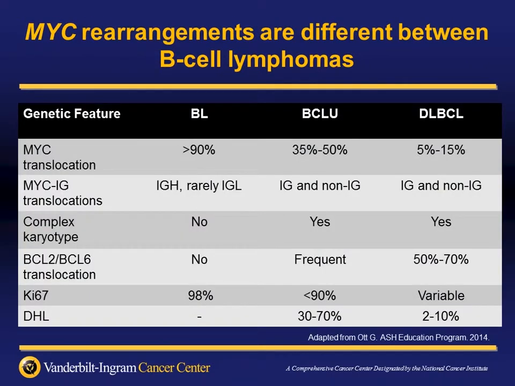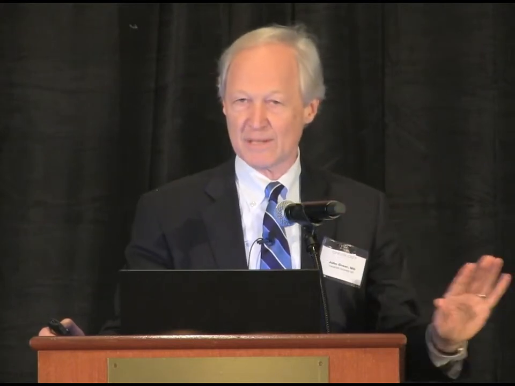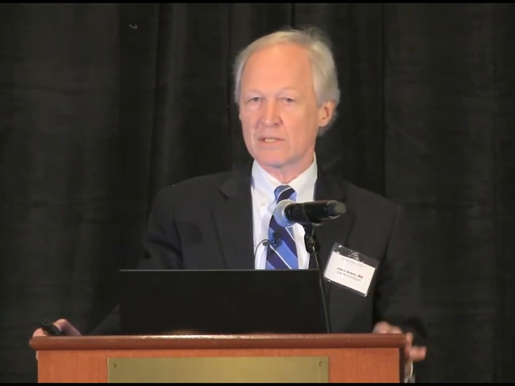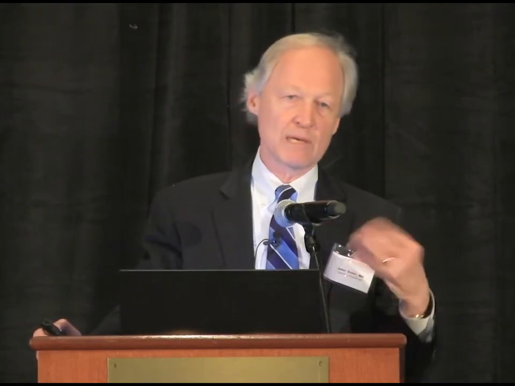So Burkitt lymphoma is defined by MYC translocation, and classically as the 8;14 translocation, or the MYC gene will translocate to where the light chains are located. Does not have a complex karyotype. You don't see these other translocations. They have almost 100% Ki-67, and double hit lymphoma doesn't occur in Burkitt. What's called the gray zone, B-cell lymphoma undefined, which is in between Burkitt and diffuse large B-cell lymphoma. The MYC translocation is in 35 to 50%. It may be with the classic chromosome 14 or another gene.